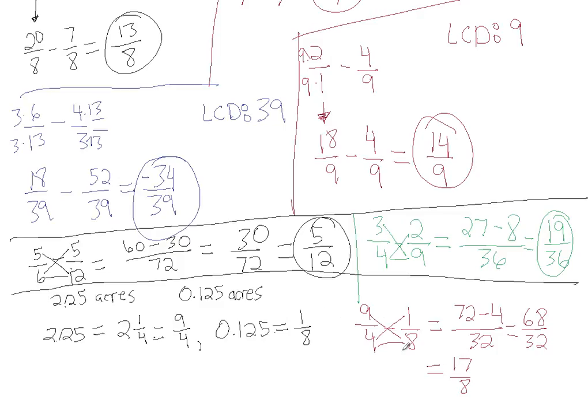Okay? So 17/8, now since our problem gave us acres in decimal form, let's convert back to the decimal form as our answer. 17/8 is the same as 2.125 acres. So if Peter has this many acres of land, and this is how big his swimming pool is, he's going to have 2.125 acres, or 2 1/8 acres left after he puts in a swimming pool.